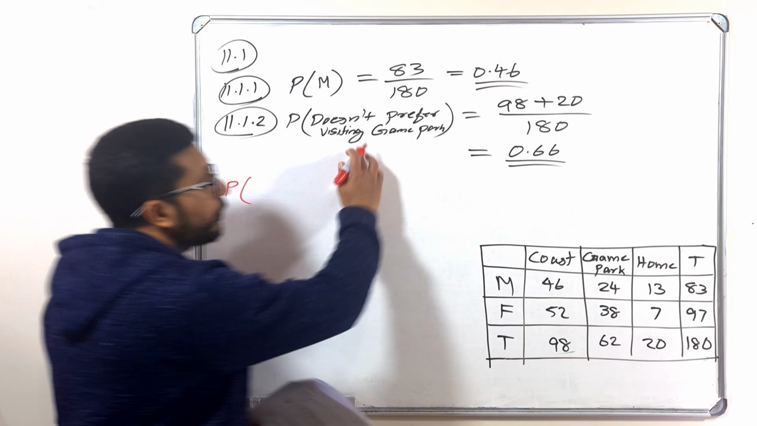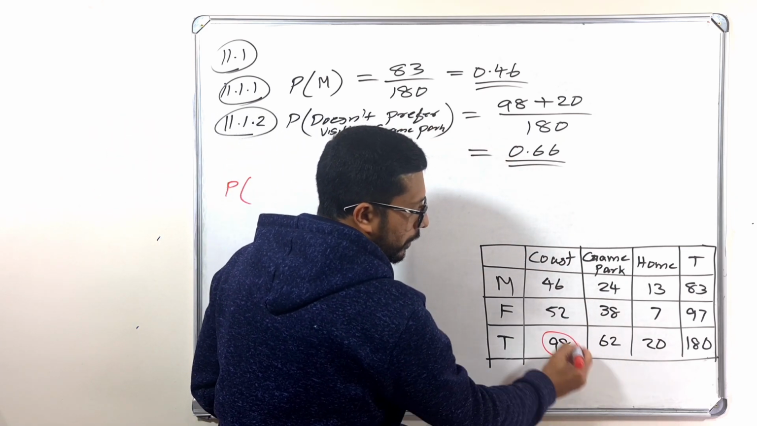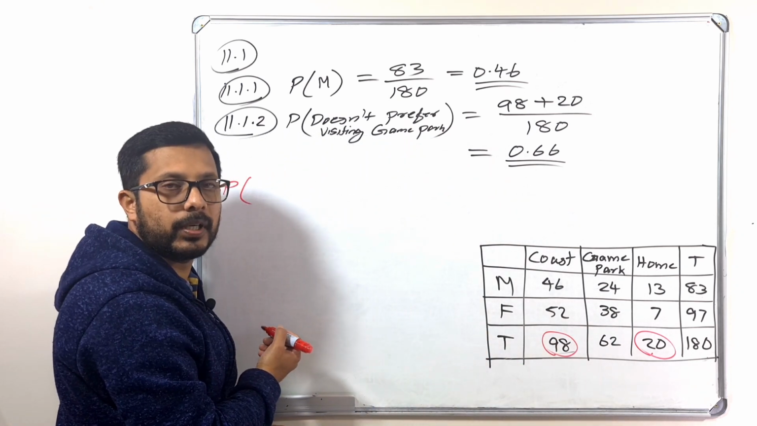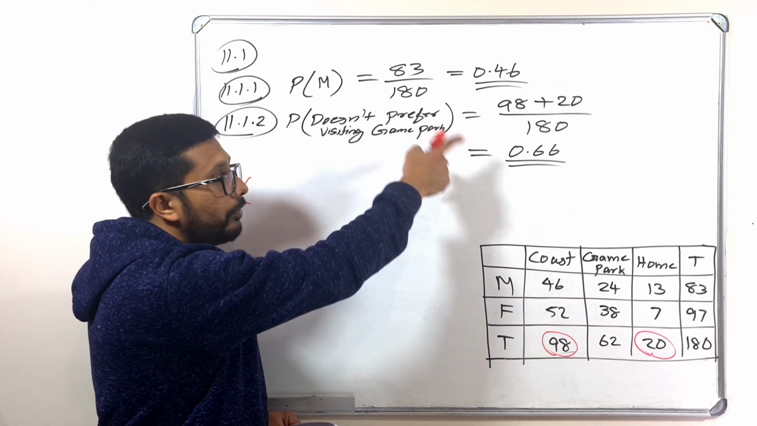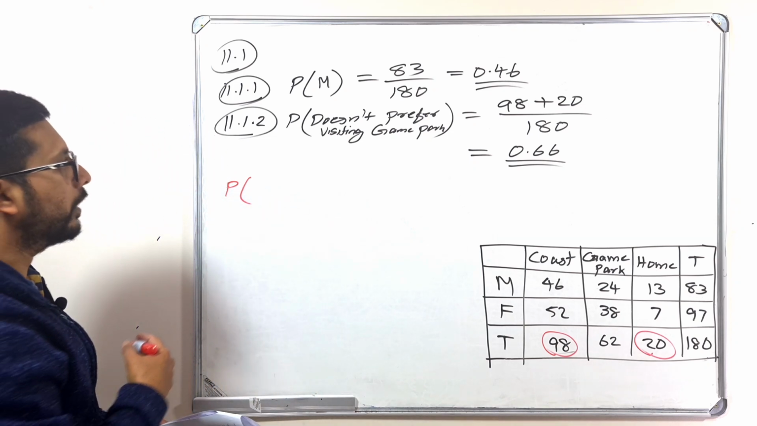So here what we did, does not prefer game park. The other ones are fine, 98 and 20. So what is the probability? 98 plus 20 divided by total 180. Okay. So there is another method.